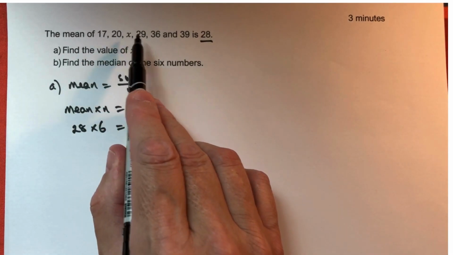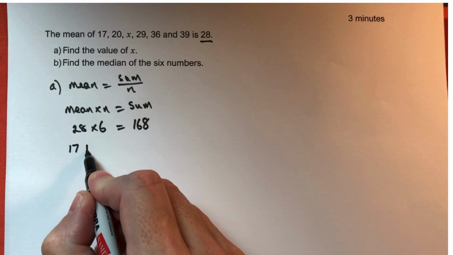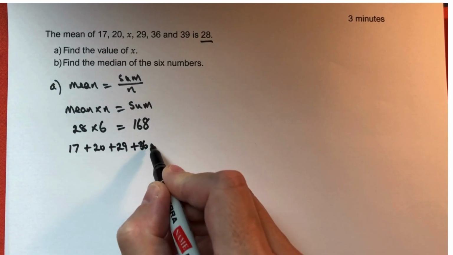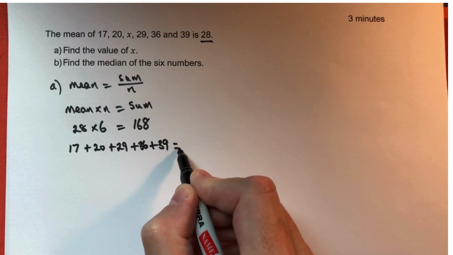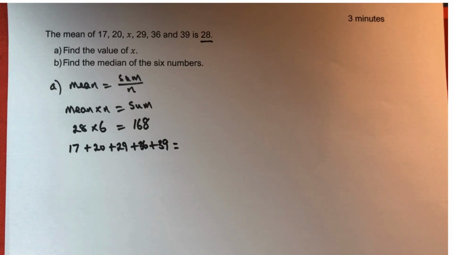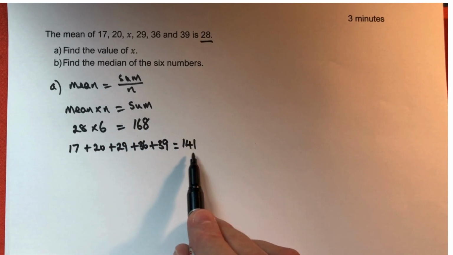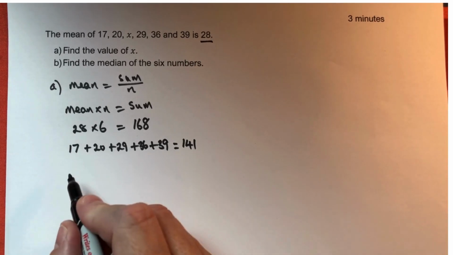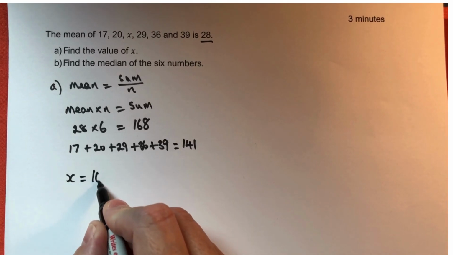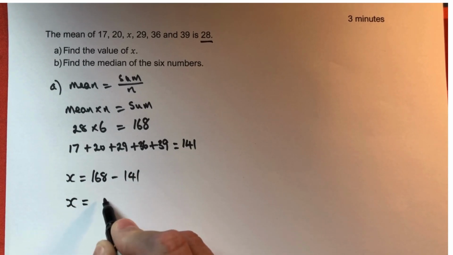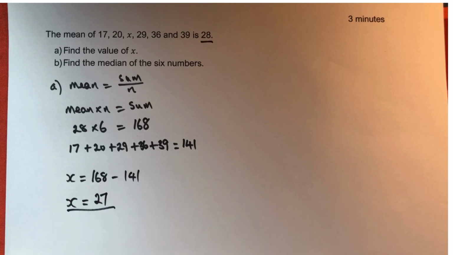Now we can add up the five numbers that we know: 17 plus 20 plus 29 plus 36 plus 39, and find the sum of those five numbers. On the calculator, that comes to 141. The difference between the total of the six numbers and the five numbers, not including x, must be x. So x is 168 minus 141, giving us that x must be 27.